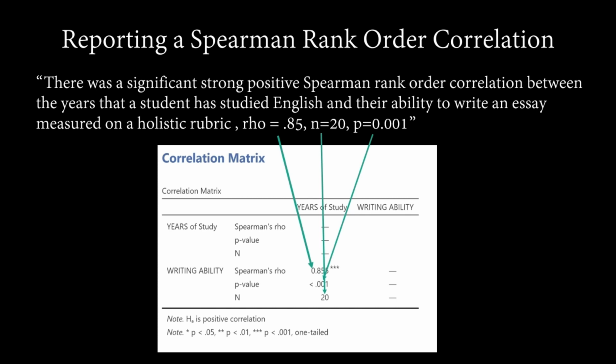You can see with the arrows where this information appears in the JAMOVI data output. And the one last thing I would say about this is because it's 0.855, we can say that this is strong. Because it's a positive number, we can say it's a positive association. So the first sentence, which says a significant, strong, positive Spearman rank order correlation, is basically a summary of the Spearman rho and the p-value.